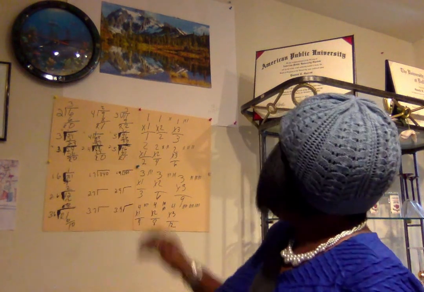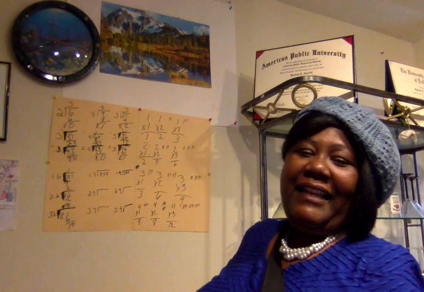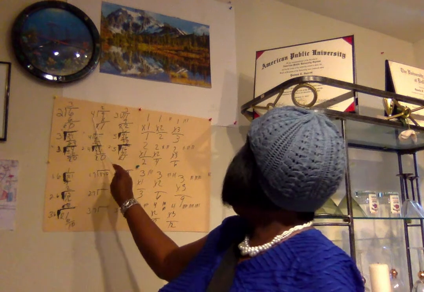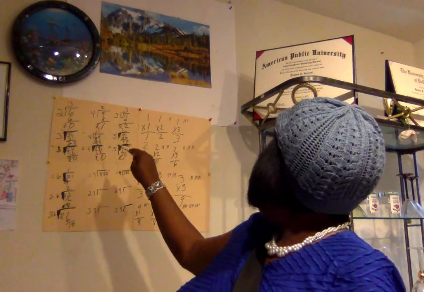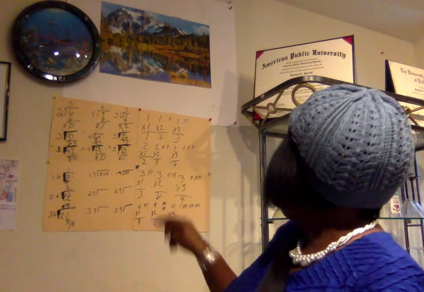Remainder 0. 4 going into 9. 2 times 4 is what? 8. 4 times 3 is what? 12. 12 is bigger than 9. So you know that's too much. So 4 goes into 9 what? 2 times. 2 times 4 is what? 8. And your remainder is what? 8 from 9 is 1. So your remainder is 1.